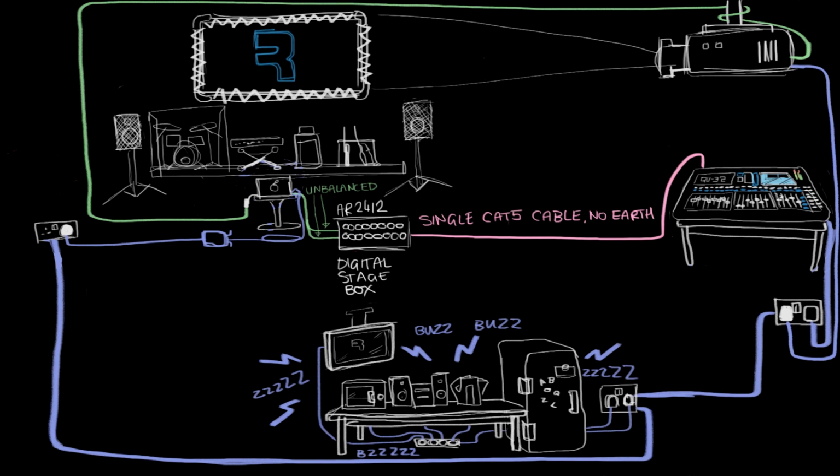But that's what that switch is for on your DI box. It's to get rid of earth loops. So hopefully you understand that now, and you can put that into action at your church.